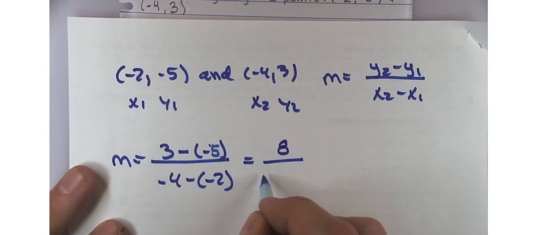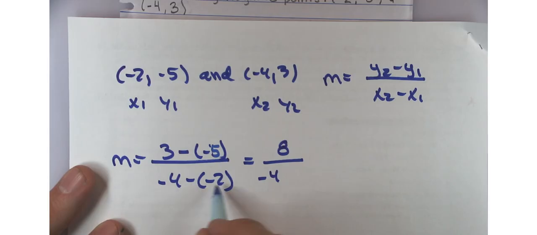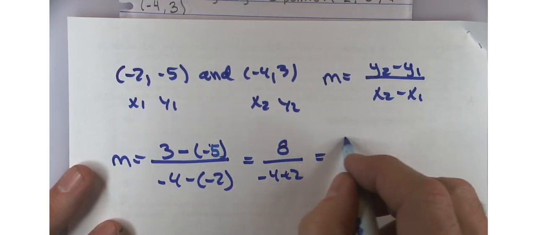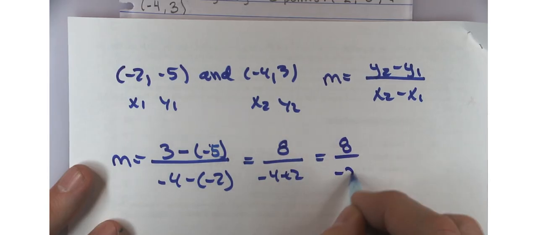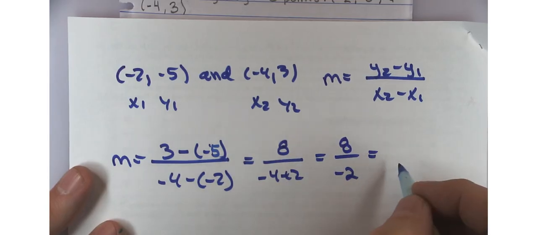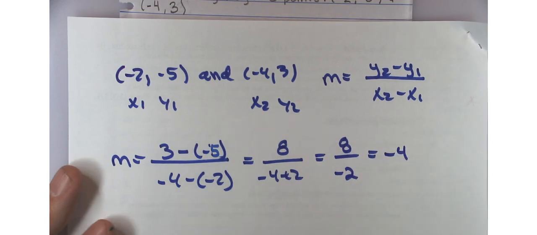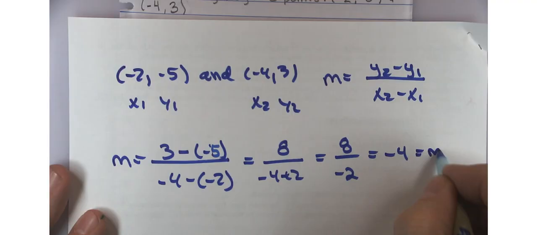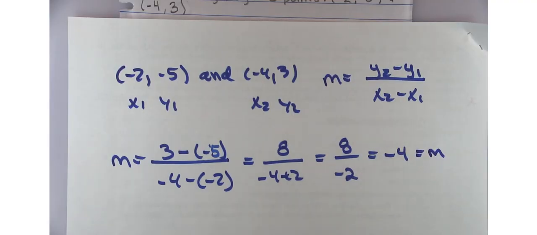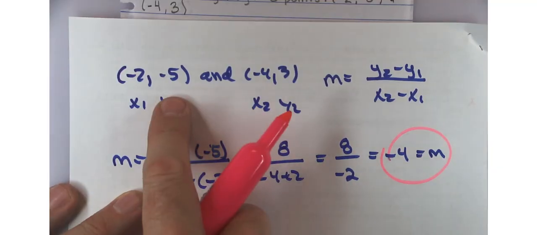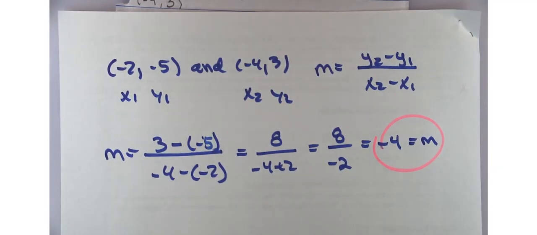Let's slow this down a little bit. The double negative becomes a positive. What's -4 plus 2? -2. Overall, what quotient do I get here? -4. So that's my slope. Now, how do you want to proceed here? You've got a slope and you've got a point. So you can either use the slope-intercept form or the point-slope form. What's easiest for you?